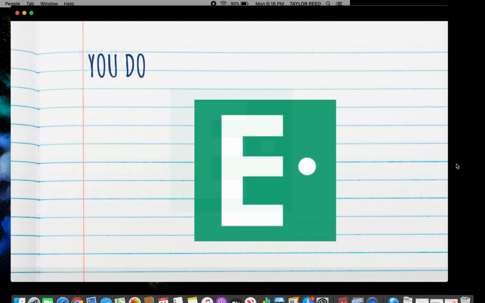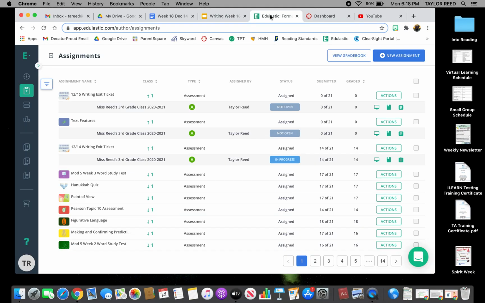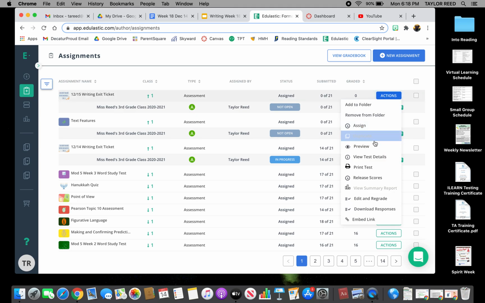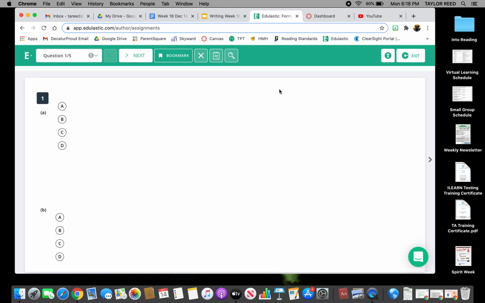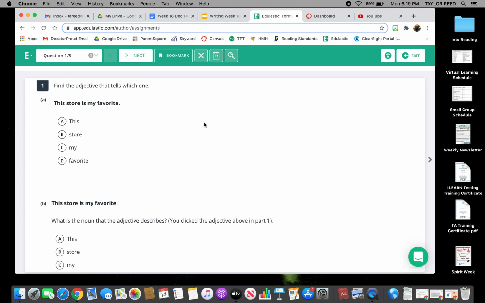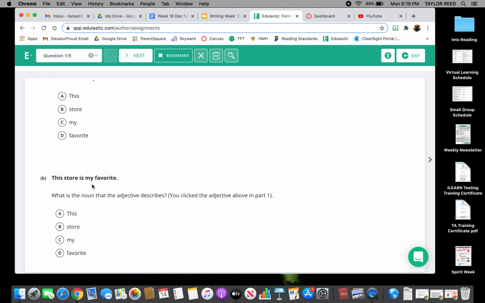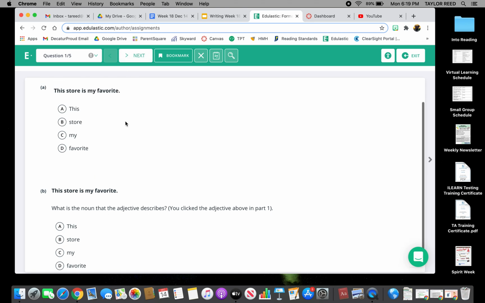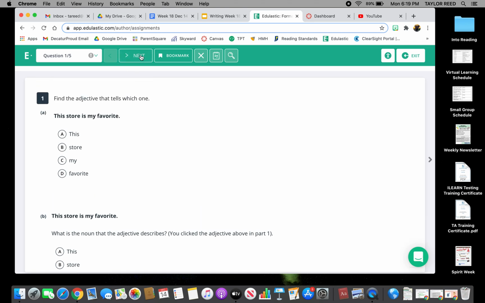I will pull up a preview of what the exit ticket looks like. It's on Edulastic. So number 1 says to find the adjective that tells which one. So read the sentence, which adjective tells which one. Part B says this store is my favorite, so the same sentence, but now what noun is being described here? All right, so number 1's a 2-part question.